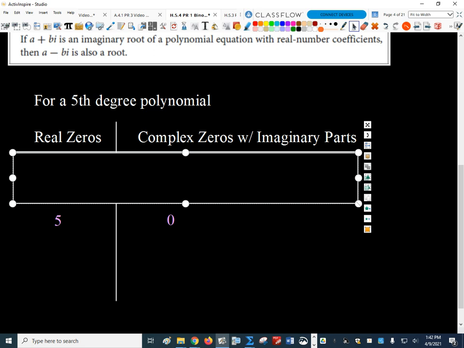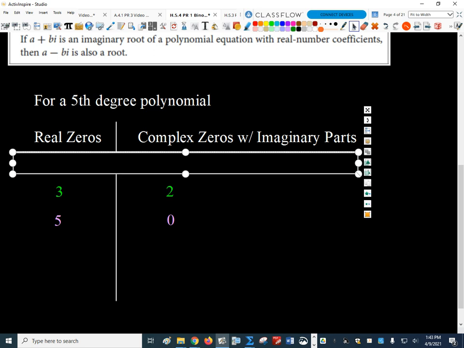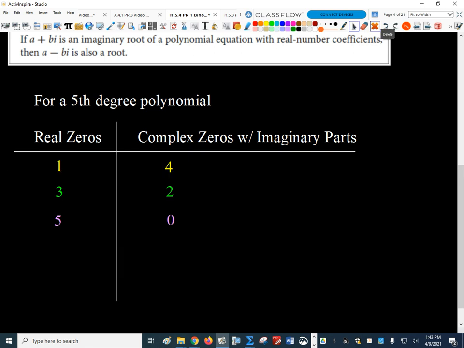So that's impossible. So what's another one I could have? 3 and 2 would work, right? 3 and 2 would work. I could have 3 reals and 1 pair of complex conjugate solutions, right? What's the other one I could have? 1 and 4. There's only 3 possible things that could happen, and those are the 3. Okay? Make sense? Okay. All right.